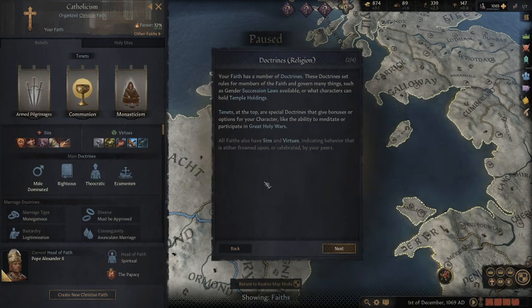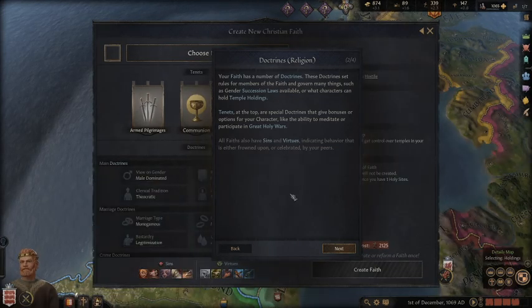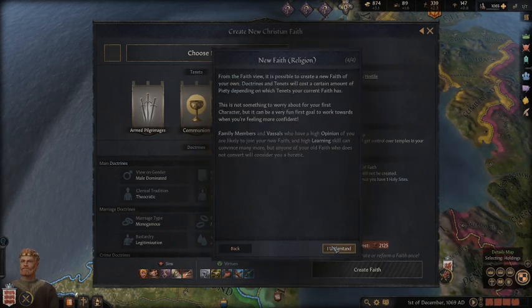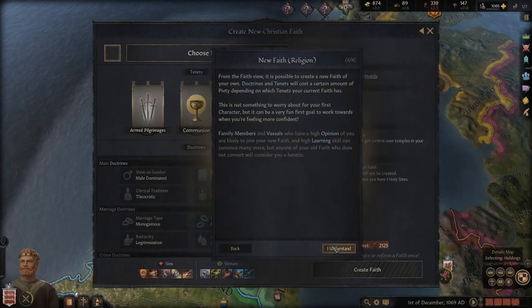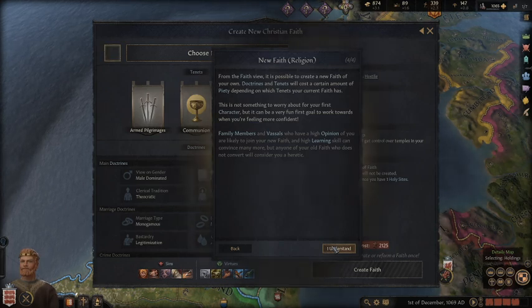That's one of the new mechanics I'm most interested in, just the ability to create a new faith. Like, oh, you don't like your existing religion? Just make a new one. From the faith view, it is possible to create a new faith of your own. Doctrines and tenets will cost a certain amount of piety depending on which tenets your current faith has. This is not something to worry about now for your first character, but it can be a very fun first goal to work towards when you're feeling more confident.